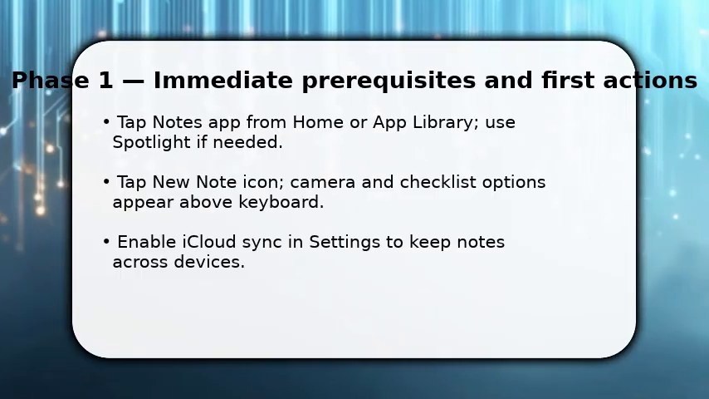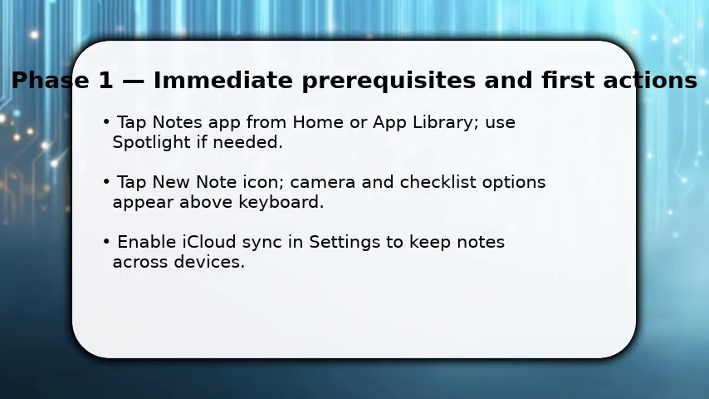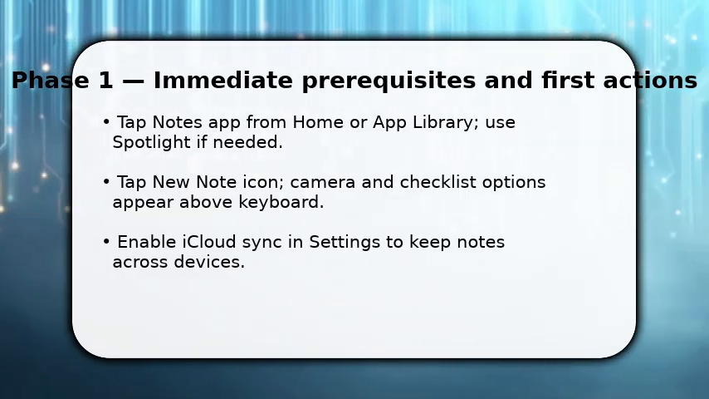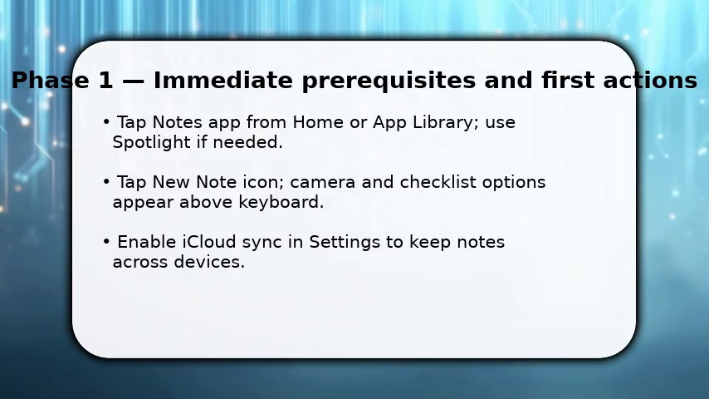You start in the Notes app, tap it, and immediately create a new note with the New Note button. Once created, type a title first so you can find it later, then add text. Tap the camera icon to scan documents or add photos. This keeps everything in one note.